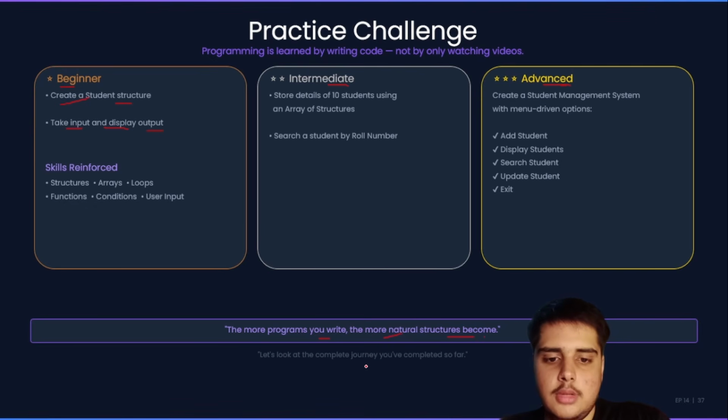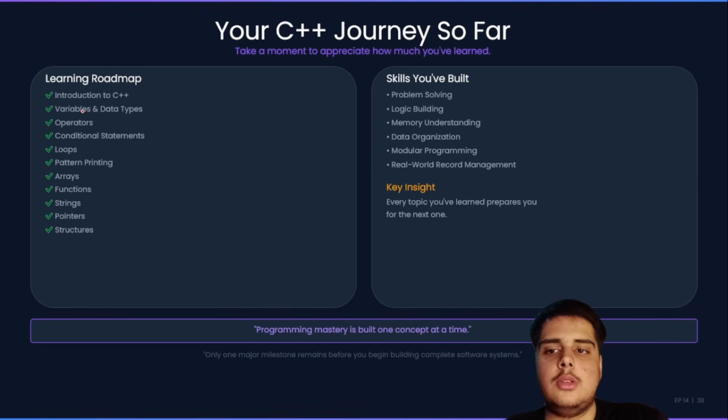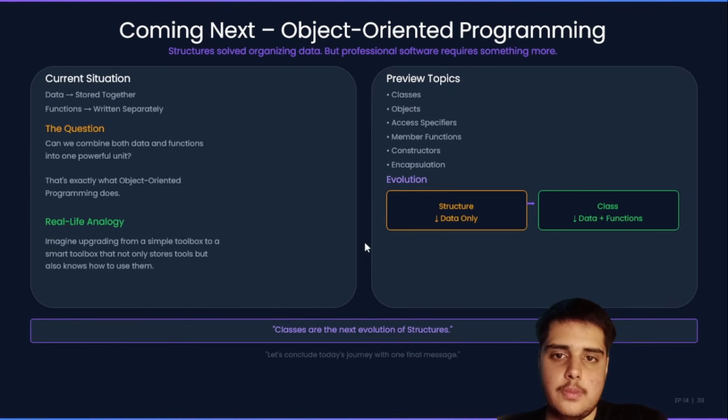Let's look at the complete journey you have completed so far. Your learning roadmap looks like this. The skills you have built are programming, problem solving, logic building, memory understanding, data organization, modular programming, real-world record management. The key insight is every topic you have learned prepares you for the next one. Programming mastery is built one concept at a time. Coming next is object-oriented programming.